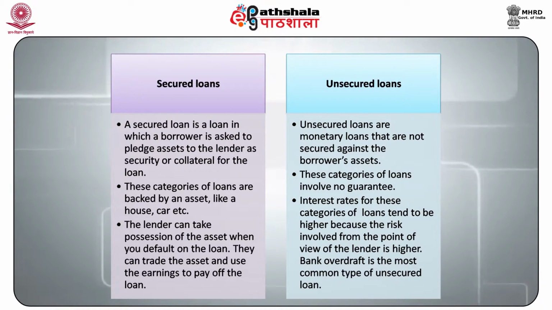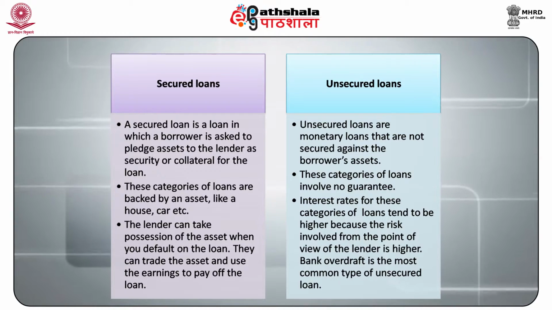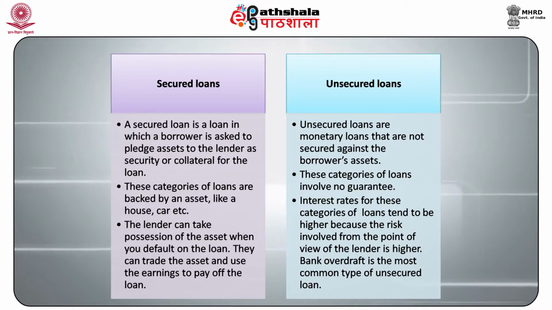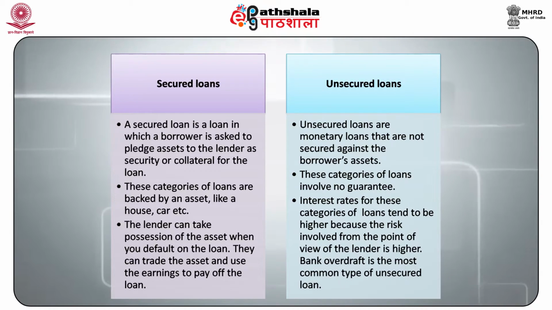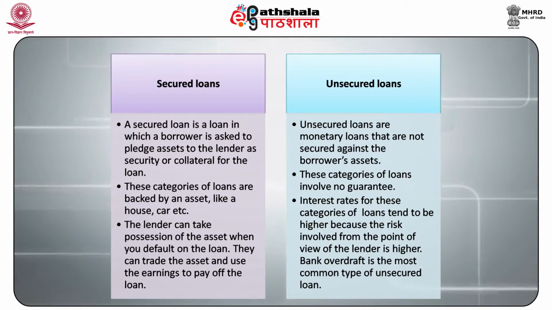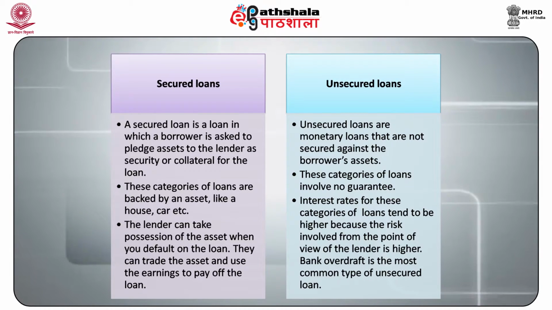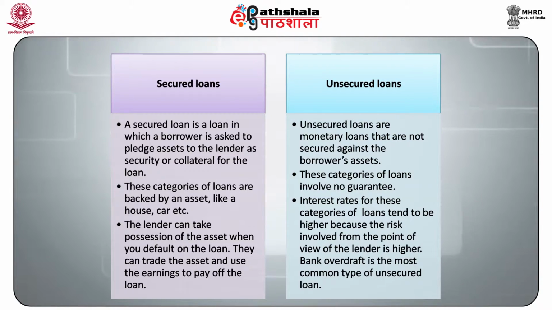If the property is not able to fetch enough money to completely recover the loan, the borrower will be responsible for paying the difference. Second, unsecured loans. Unsecured loans are monetary loans that are not secured against the borrower's assets. These categories of loans involve no guarantee. Interest rates for these categories of loans tend to be higher because the risk involved from the point of view of the lender is higher. Bank overdraft is the most common type of unsecured loan.